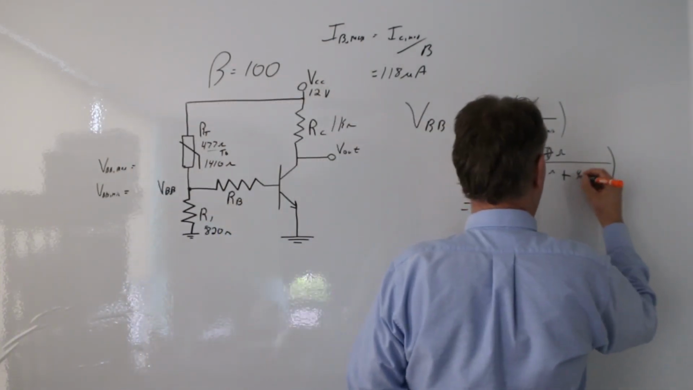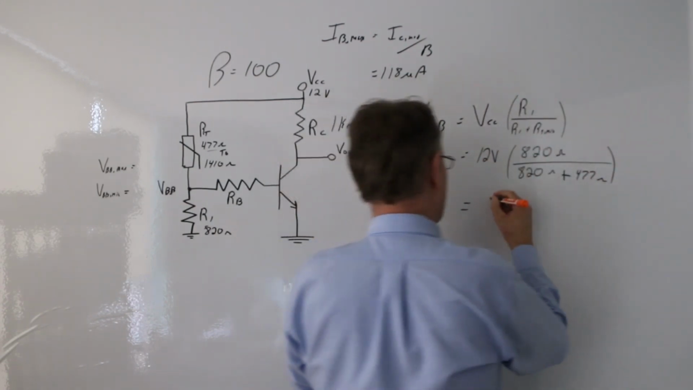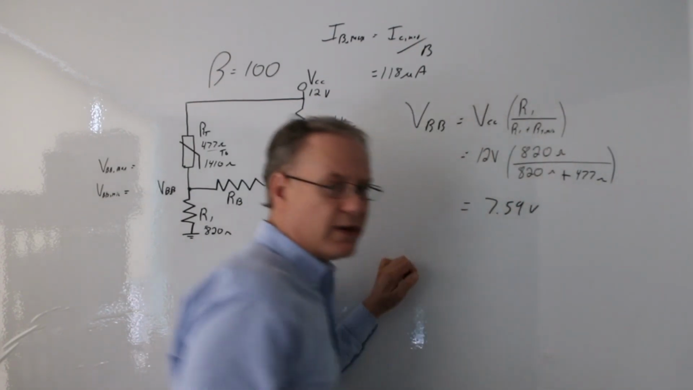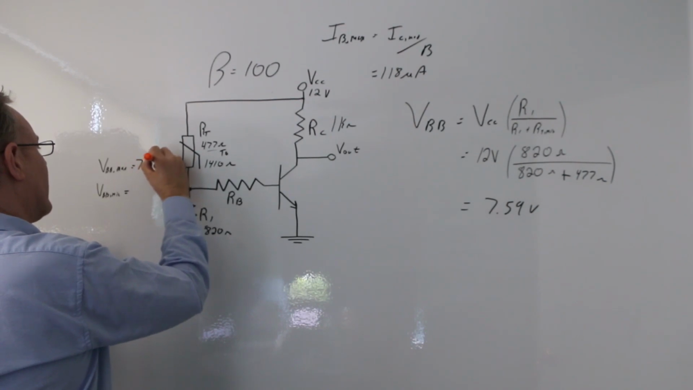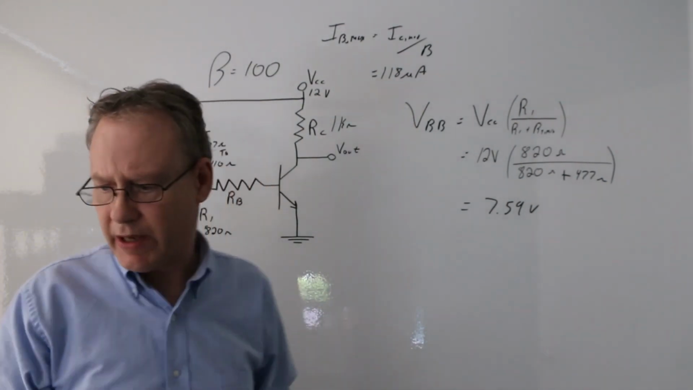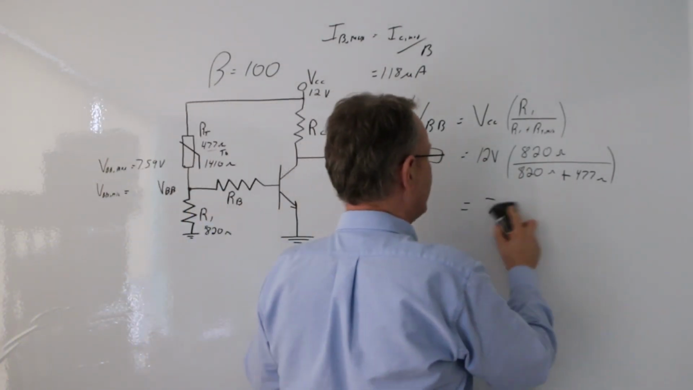Now I'm going to put 477 ohms here because I'm looking for the minimum, and that value is actually 7.59 volts. I'm going to write that over here. 7.59 volts. Now, you don't have to keep these in your memory because they don't have to be super accurate. Now, I'm on a roll here. I'm kind of doing this anyway.